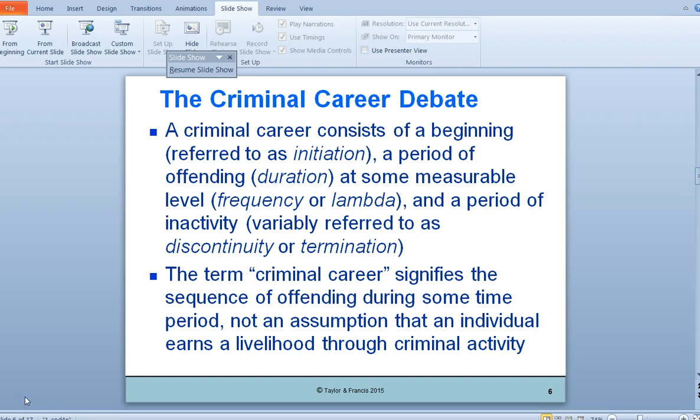The term criminal career signifies the sequence of offending during some time period and is not an assumption that an individual earns a livelihood through criminal activity. I know many times when you think, oh, they have a criminal career, that they're making money, that's their career in order to support themselves. It doesn't. It just means that it goes over a certain time frame.